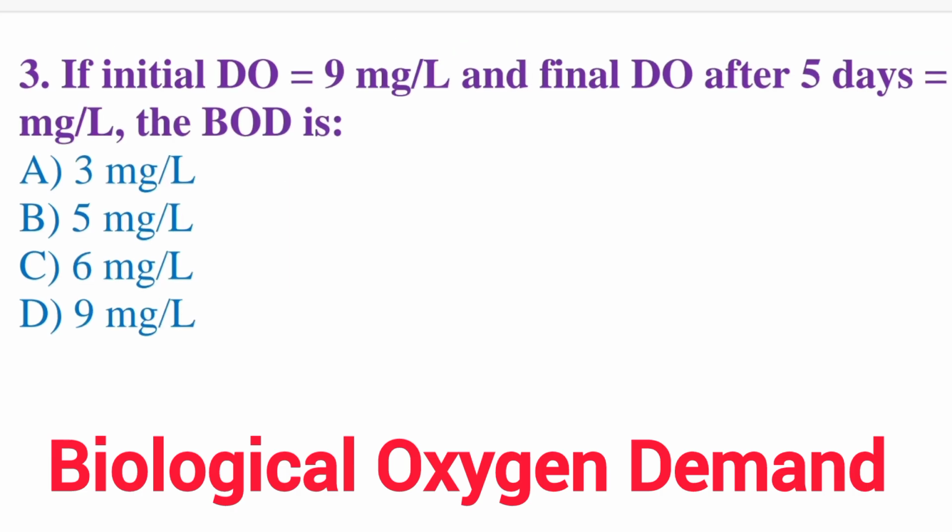Next question, if initial dissolved oxygen is 9 mg per liter and final dissolved oxygen after 5 days is 3 mg per liter, so the BOD is option A 3 mg per liter, option B 5 mg per liter, option C 6 mg per liter and option D 9 mg per liter. So the BOD is initial DO minus final DO, so that is 9 mg per liter minus 3 mg per liter, that is equal to 6. So option C, 6 mg per liter is the correct answer.